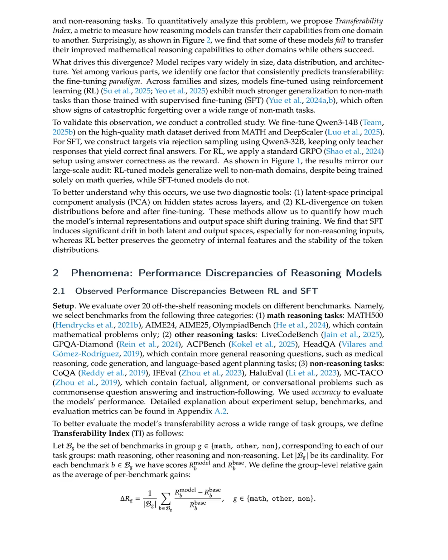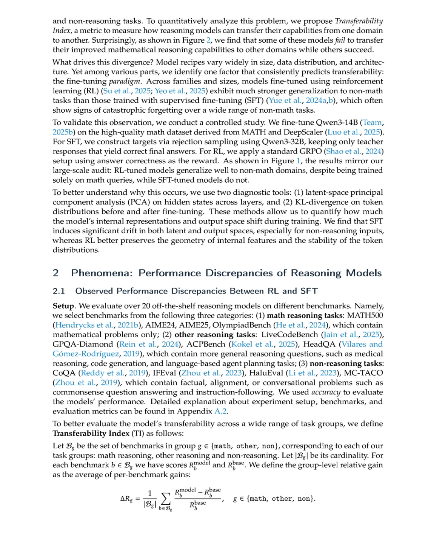To validate the effectiveness of our approach in measuring transferability across different reasoning and non-reasoning tasks, we introduced the Transferability Index, TI, as a quantitative metric. We evaluated over 20 reasoning models across 3 benchmark categories: math reasoning tasks, other reasoning tasks, and non-reasoning tasks, using accuracy as the primary evaluation metric.